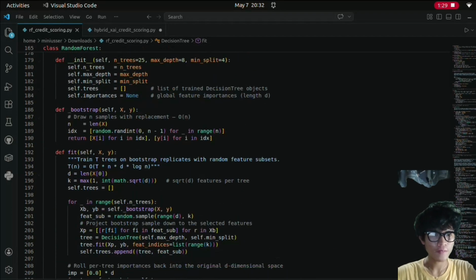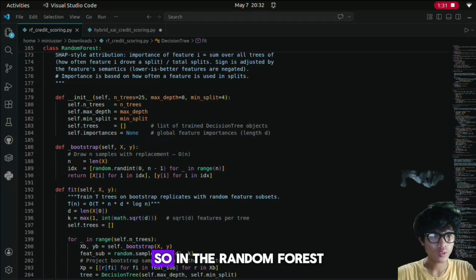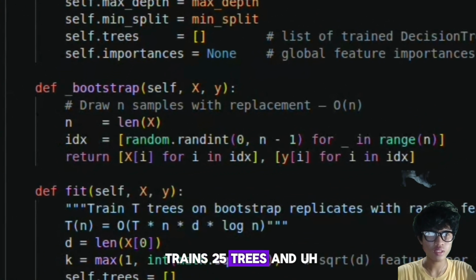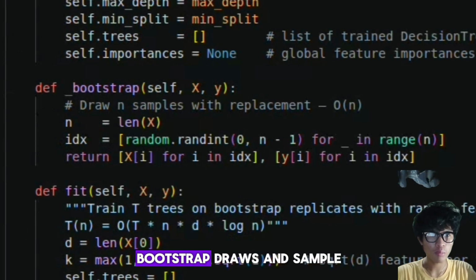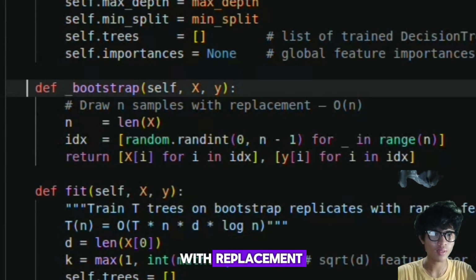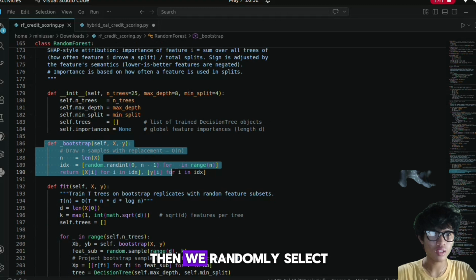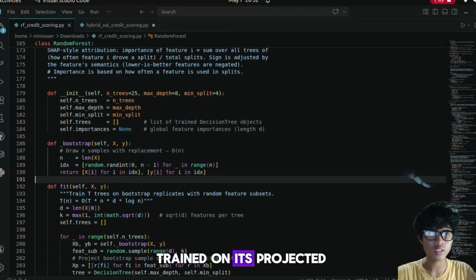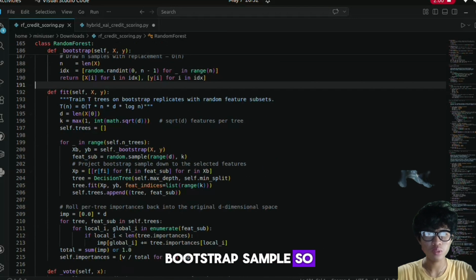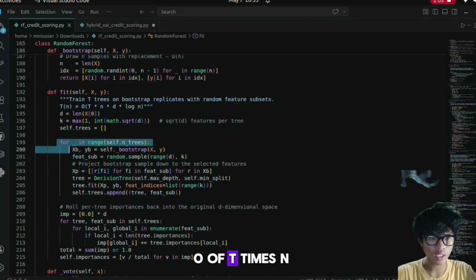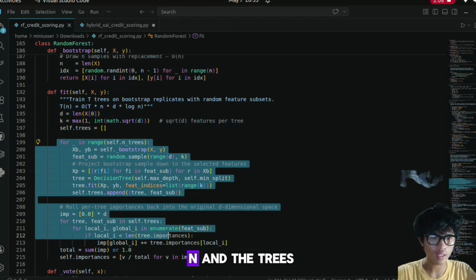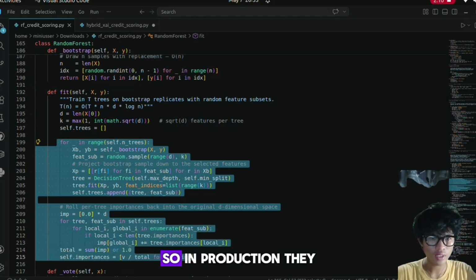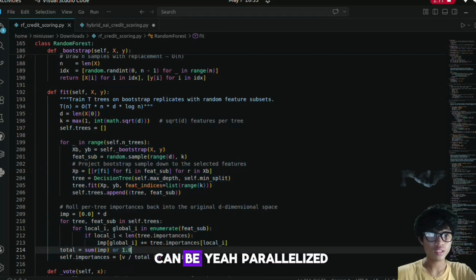So here, in the random forest, it contains 25 trees, and for each tree, bootstrap draws a sample with replacement. This is bagging. Then we randomly select the square root of the features. This reduces correlation between trees. So each tree is trained on its own bootstrap sample. So total complexity is O(t × n × d × log n). And the trees are independent, so in production they can be parallelized.